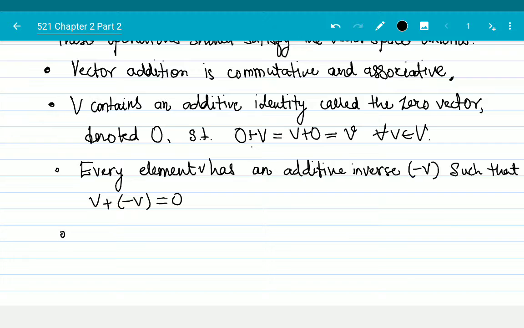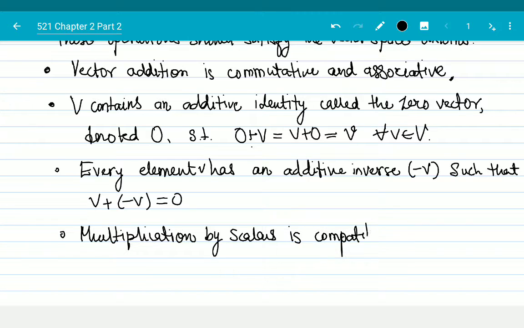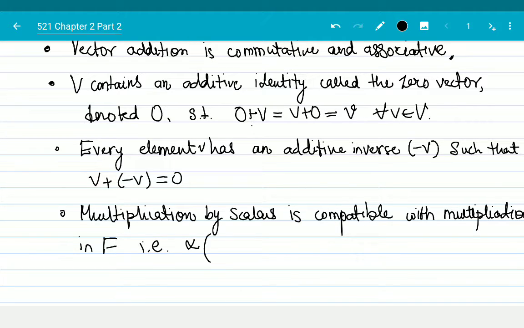Fourth, multiplication by scalars is compatible with multiplication in F, i.e. alpha times beta V should be equal to alpha beta times V for every alpha, beta in F and V in V. Okay.